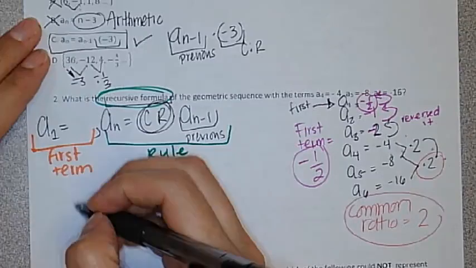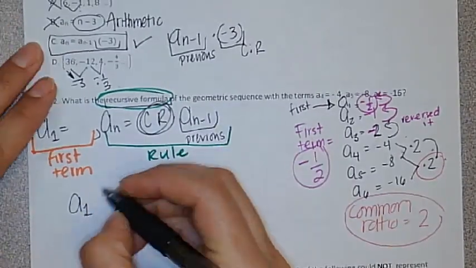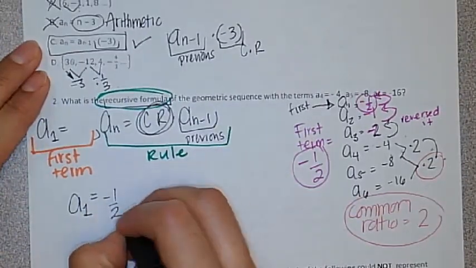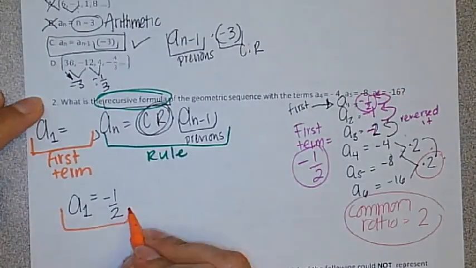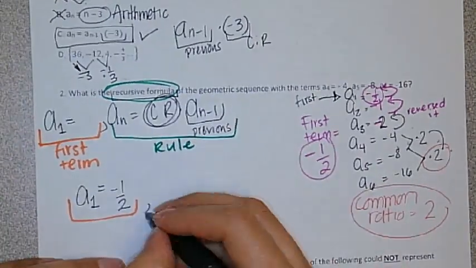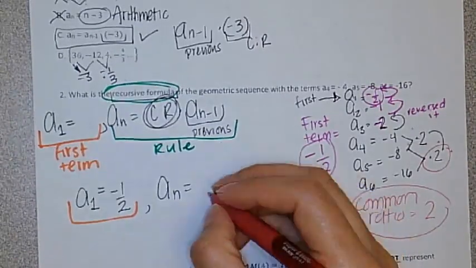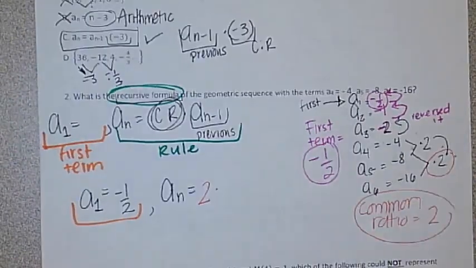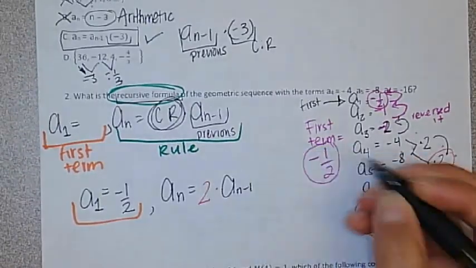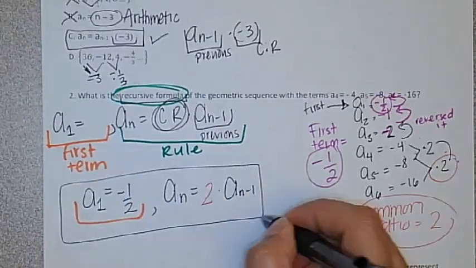So I can say A of 1 equals -1/2, the first term, and the rule A of n equals the common ratio of 2 times the previous one. Okay, and this will be my answer.